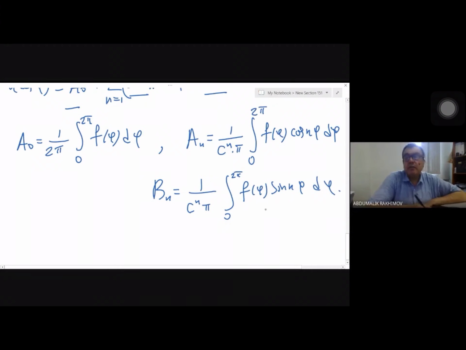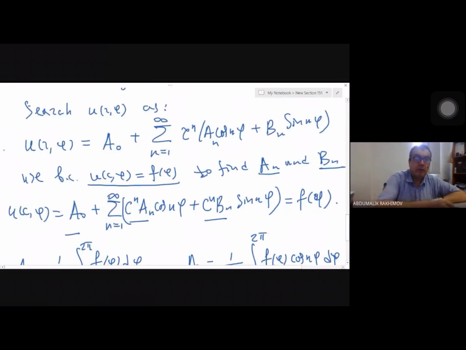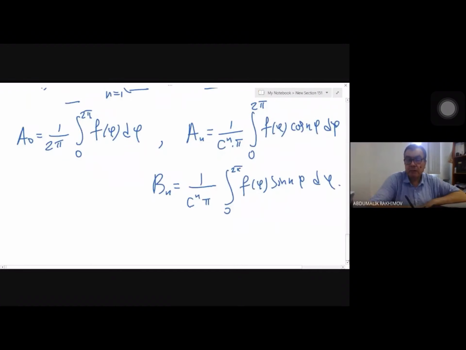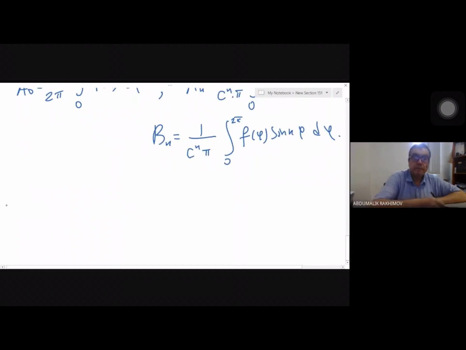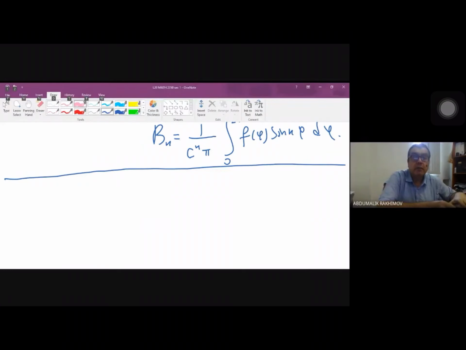So we find the solution, right? This is the shape of the solution, and these are the formulas for the coefficients. Any questions before we go to the next topic? Okay, you can think about your question if you have any.